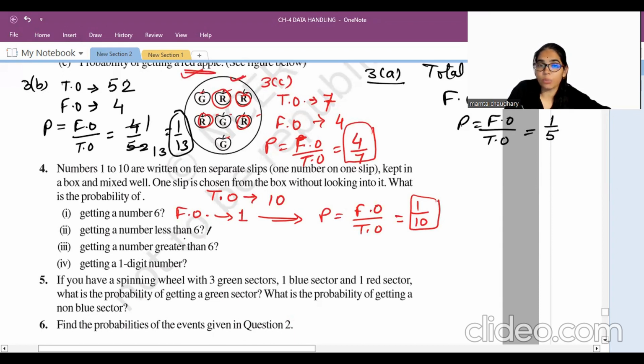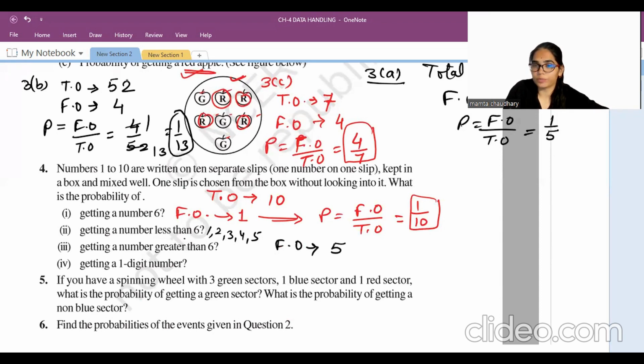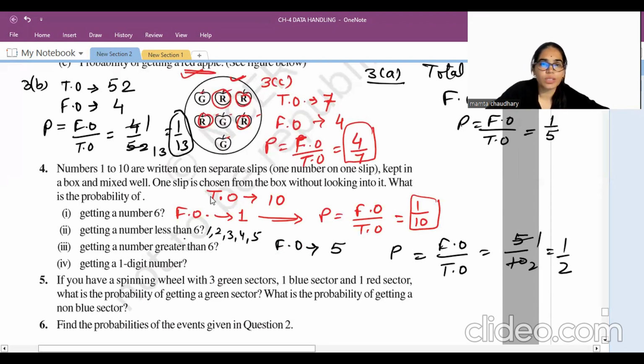Less than 6, it can be 1, 2, 3, 4, or 5. 5 numbers are less than 6. So in this case, how many favorable outcomes will be there? Total 5. So what is the probability here? Favorable outcomes upon total outcomes. Favorable is 5, total is 10, 5 ones are, 5 twos are. So 1 by 2 is the answer. Clear?